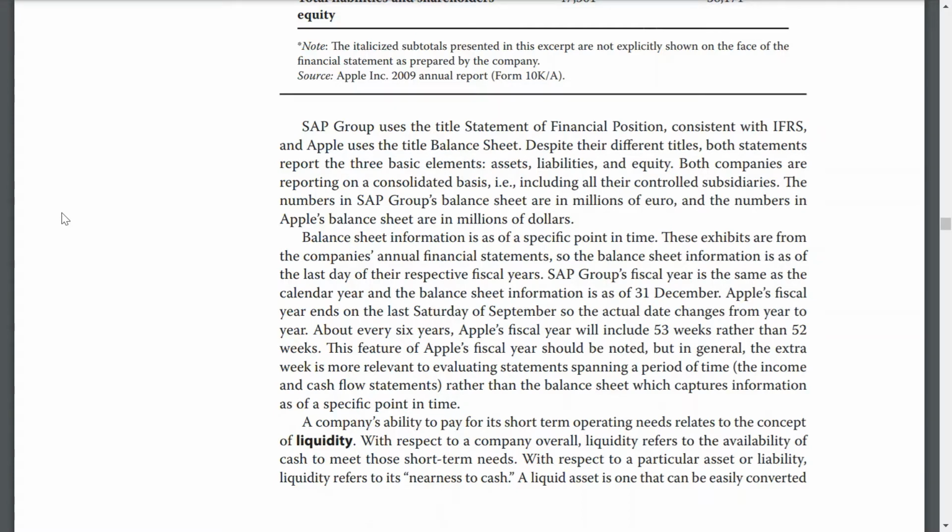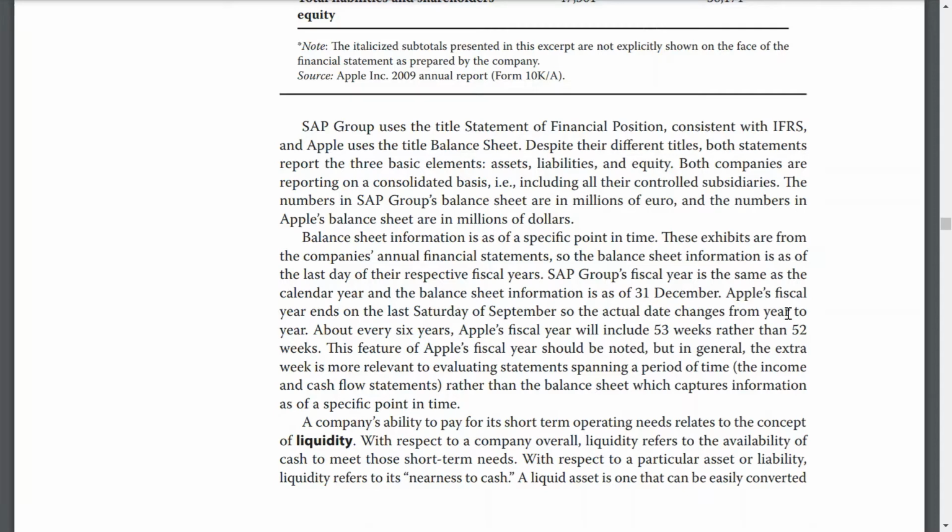The numbers in SAP Group's balance sheets are in millions of euros, and the numbers in Apple's balance sheets are in millions of dollars. More like billions or trillions of dollars. Apple's the first $1 trillion company. Anyway, balance sheet information is as of a specific point in time.